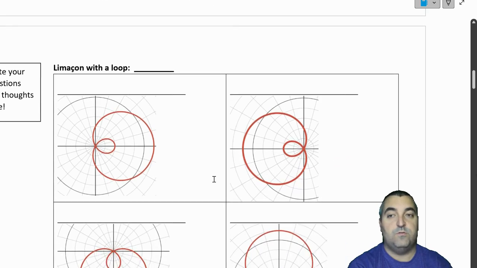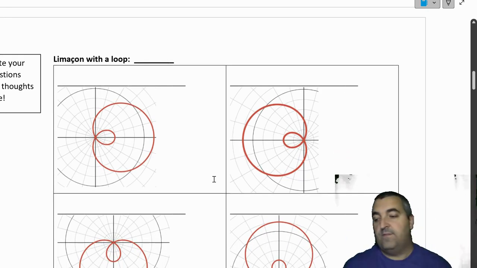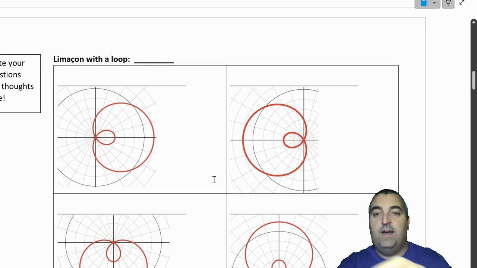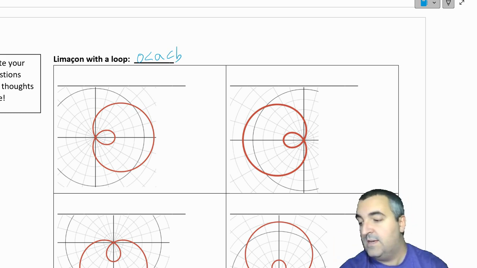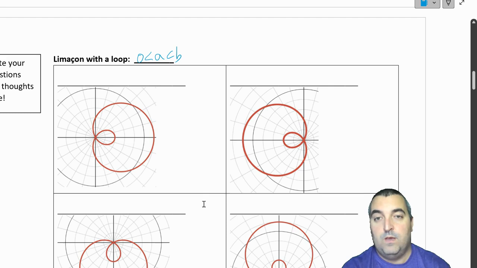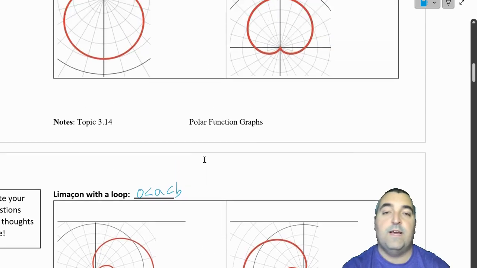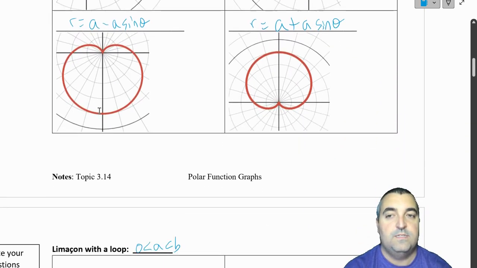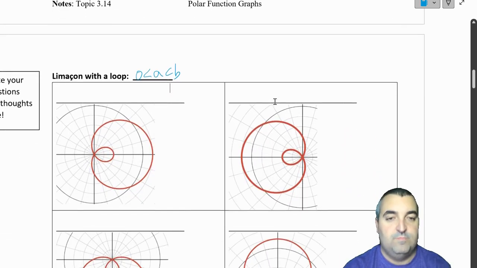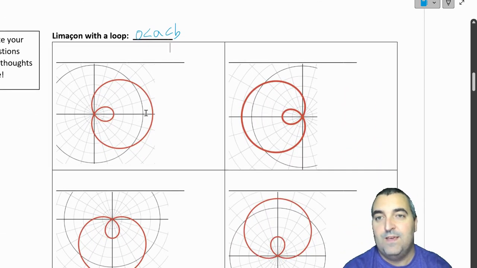Now we're going to go to limaçon with a loop. Okay, and for these ones, you're going to have two different values, an A and a B. And in this case, A is going to be smaller than B. And I guess one thing I should also mention with these is cosine. Not only am I saying the heart is sideways, but it's also that the symmetry is over the x-axis for cosine, and symmetry over the y-axis for sine. I'll say that here because it's kind of the same idea.